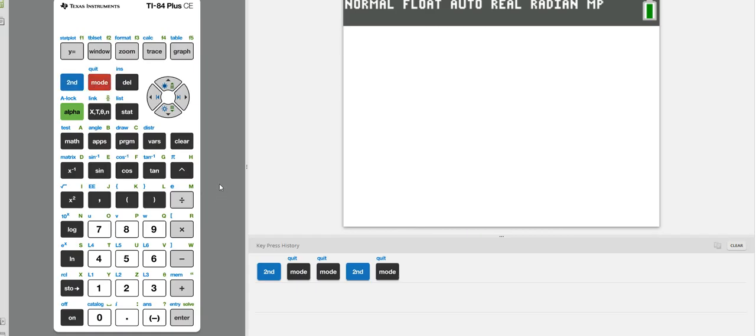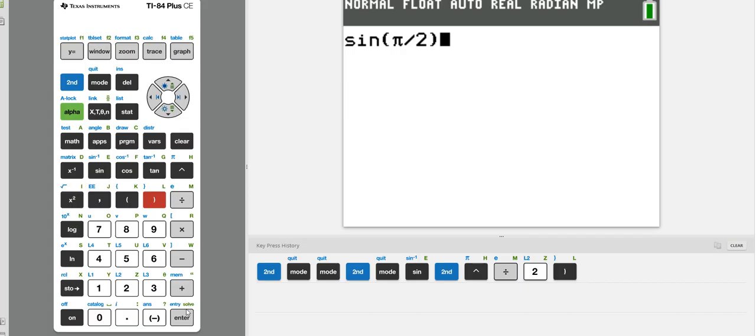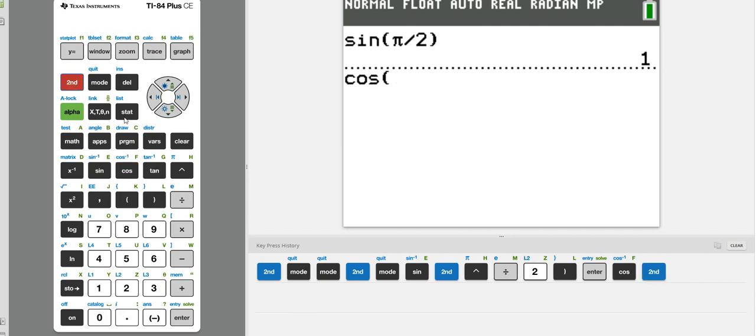Let's check it out here. We can do sine of pi over 2. And what are you going to get? 1. How about cosine of pi over 2? You can do the same thing there. Cosine of pi over 2. What do you got? Before I hit the key, anyone?